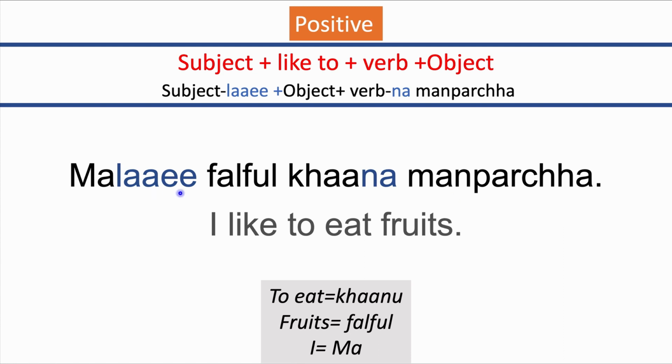You can compare this sentence with the structure given above. Subject plus lie, malai. Object, falful. Verb, khana. The verb is khanu, but we have removed nu and added na based on this structure, khana, and Man Parcha, which means to like. Malai, falful khana, Man Parcha. I like to eat fruits.